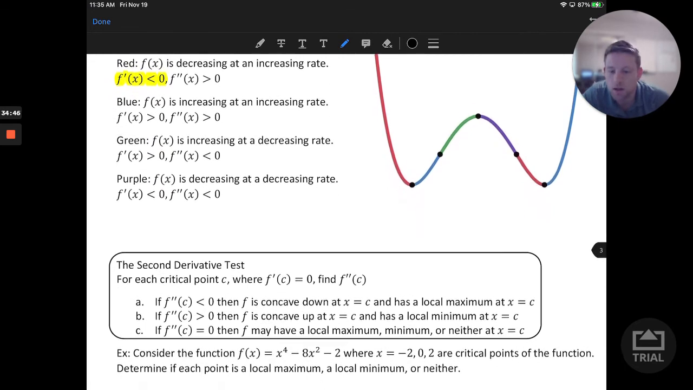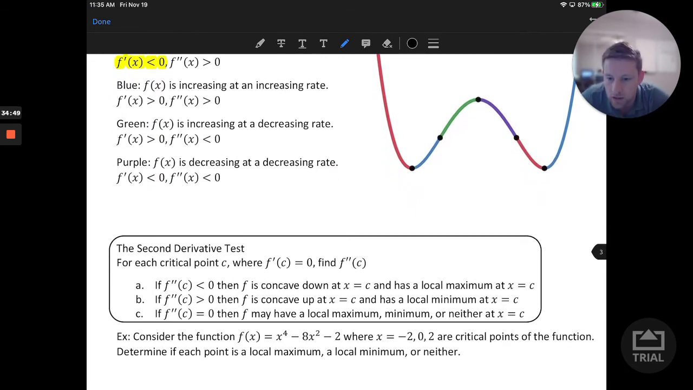So we can also consider what we'll call the second derivative test. Let's go ahead and just talk about what that is and then apply it with a quick example. So the second derivative test tells us for each critical point c, where f prime of c is equal to 0, we can find f double prime of c and test whether or not we have a maximum, minimum, or neither. So if f double prime of c, the critical point, is less than 0, then f is concave down, and x equals c is going to be a local maximum.